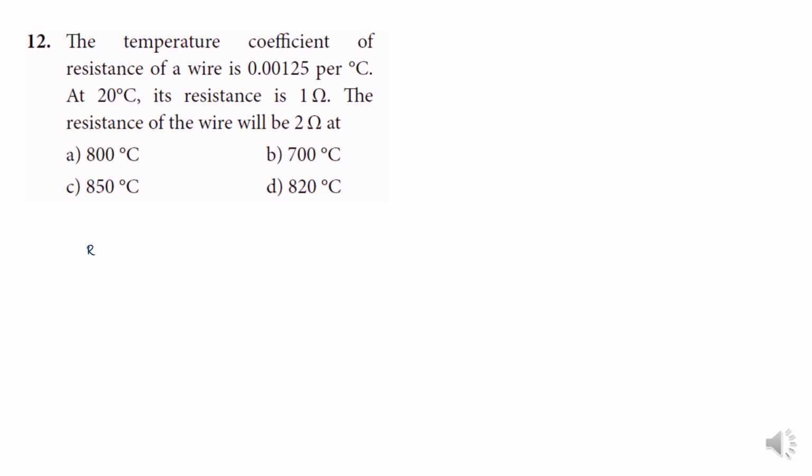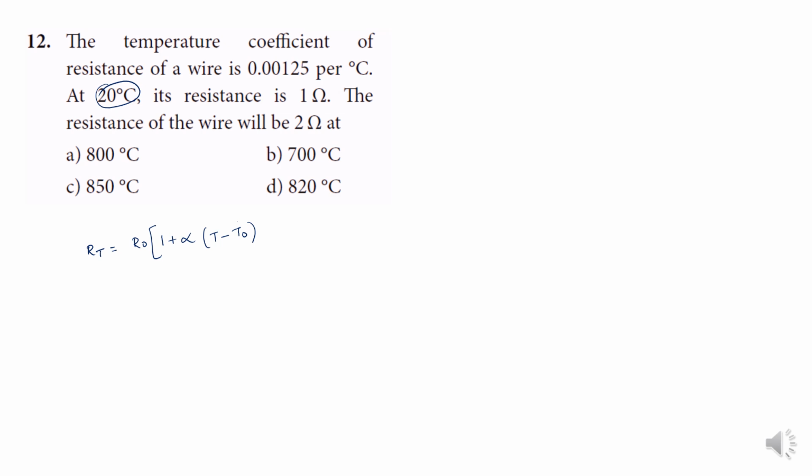So the resistance at any temperature T was given as R_T = R0 into 1 plus alpha into T minus T0. R_T is the resistance at any temperature T. R0 is the resistance at temperature T0, which was usually mentioned as 20 degrees Celsius. Here also it is given as 20 degrees Celsius. And alpha is the temperature coefficient of resistance of the wire. So what is given is at 20 degrees Celsius, when T0 is 20 degrees Celsius, R0 was 1 ohm. R_T is equal to 2 ohm, which corresponds to what temperature?